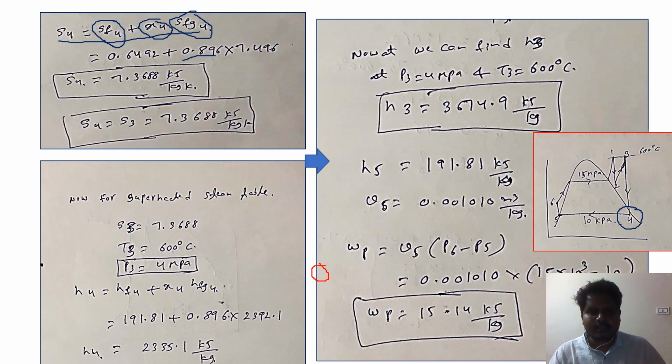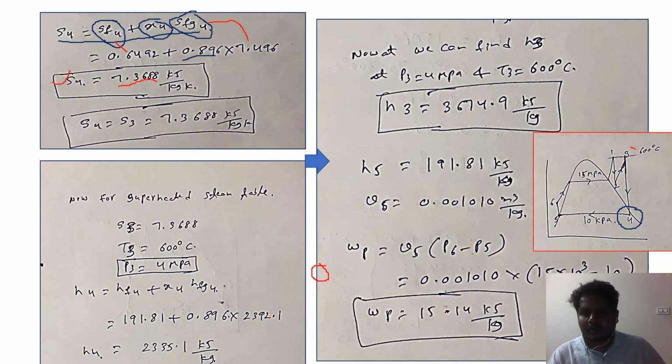Here I am not showing the steam table because we are now well aware of how to use steam tables. That's why I am not showing steam tables here, but I have given the values. The SF4 value is 0.6492. The SFG value is 7.496. So from this equation we find the entropy at point 4, S4 equals 7.3688 kilojoule per kg Kelvin.